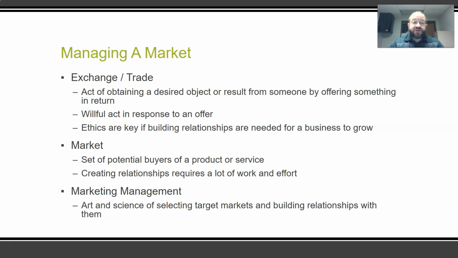Then you've got to go into marketing management, right? It is the art and science, an art and science. Think about what that means, right? Art requires a certain amount of creativity, right? Doing something that catches people's eye, right? But it's also a science because there's plenty of psychology that goes behind marketing, right? And it's the art and science of selecting target markets and building relationships with them, okay? Target markets. Just because you exist in the market doesn't make you a target market, all right?